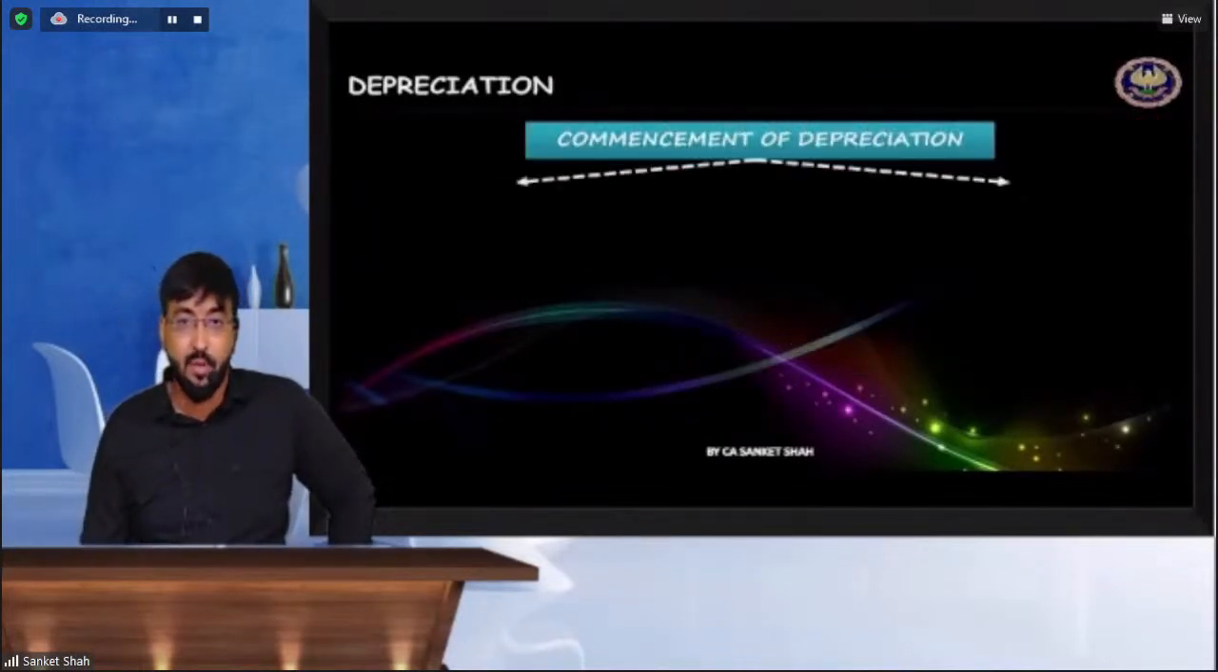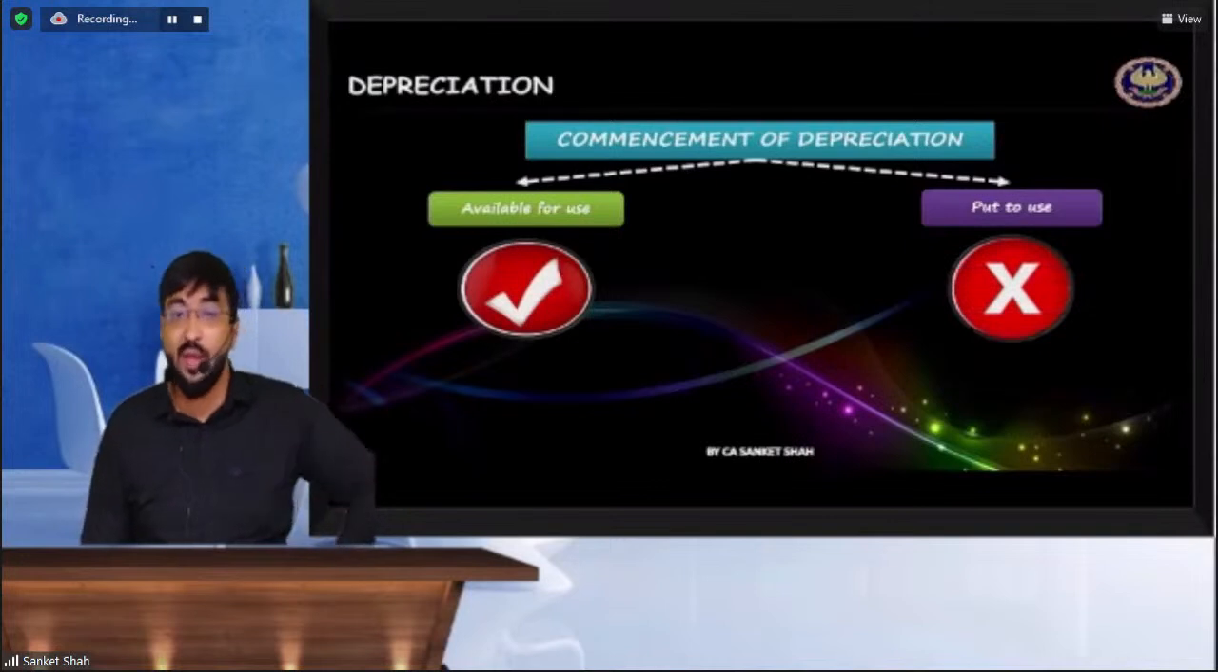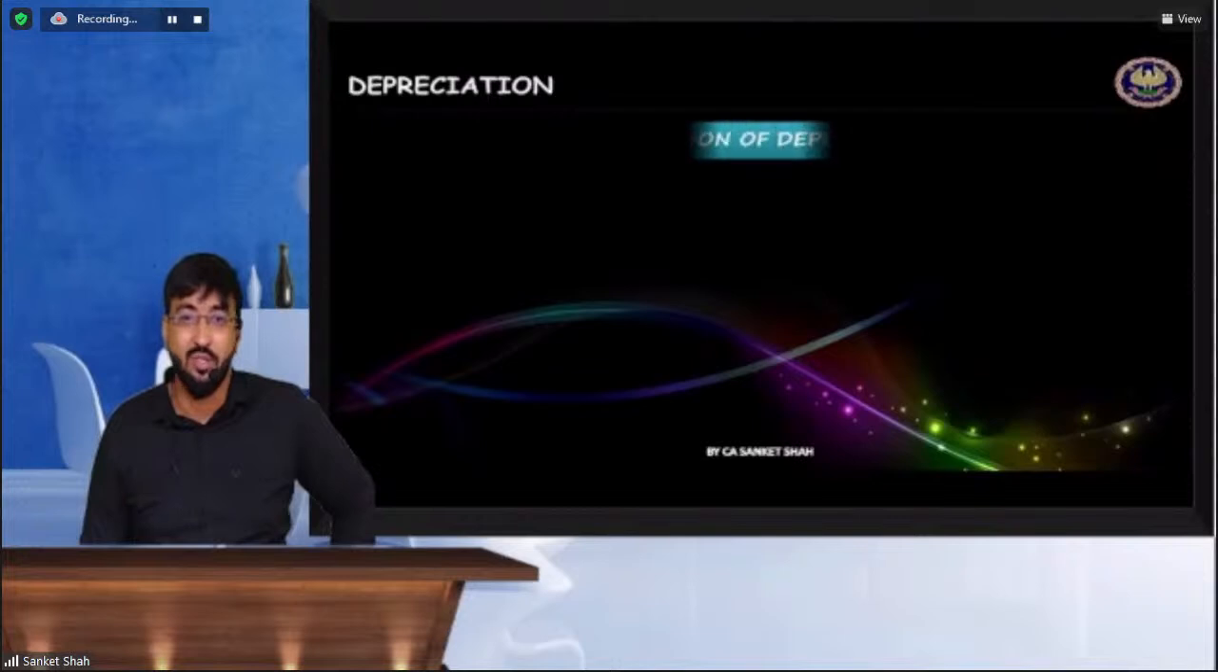Commencement of depreciation: you start when the asset is available for use, not put to use. Put to use, we never use for depreciation. This you already studied at the foundation level. There are some illustrations as well.